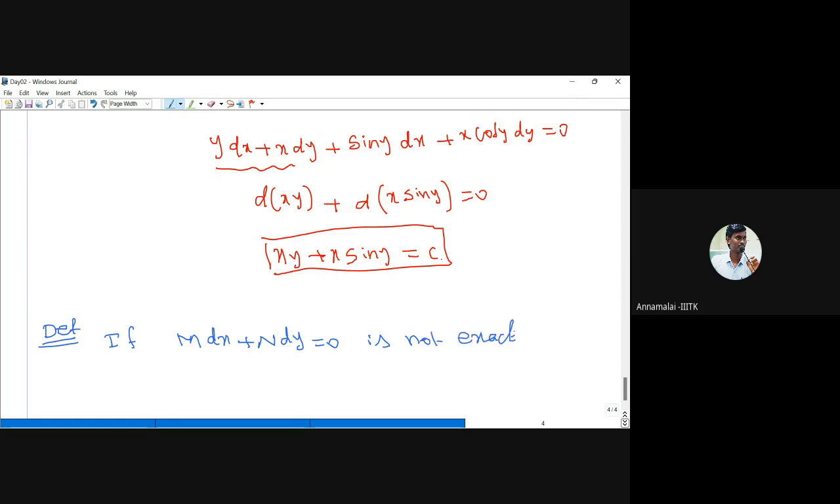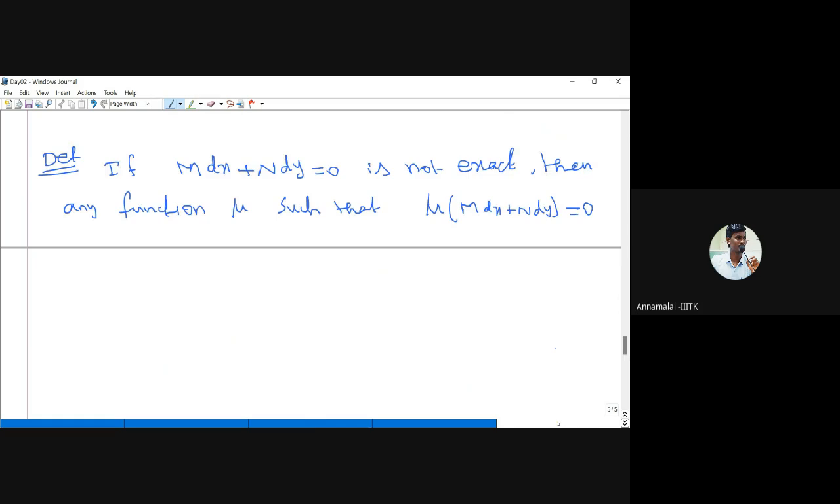Then any function mu such that if you multiply mu on both sides of this equation, that is mu of M dx plus N dy equal to mu into 0, that is 0, this equation is exact. So if you take any function that satisfies this, the equation becomes exact.